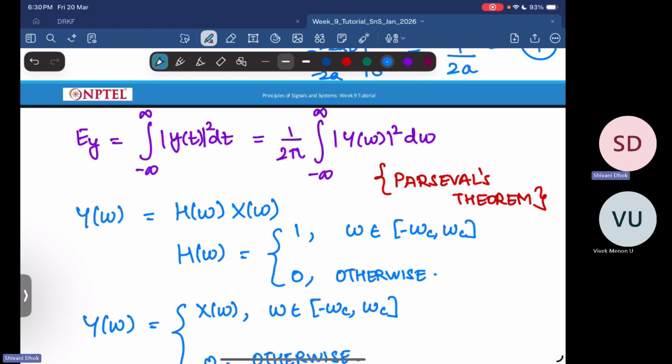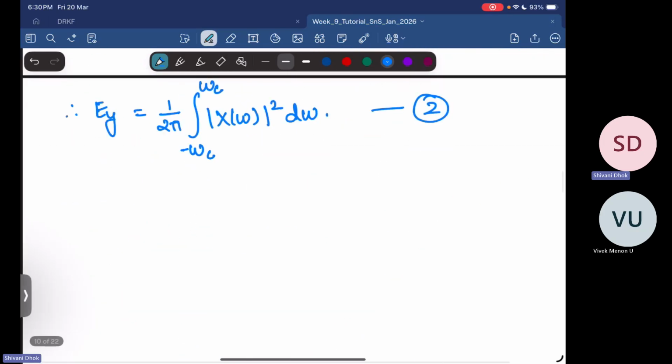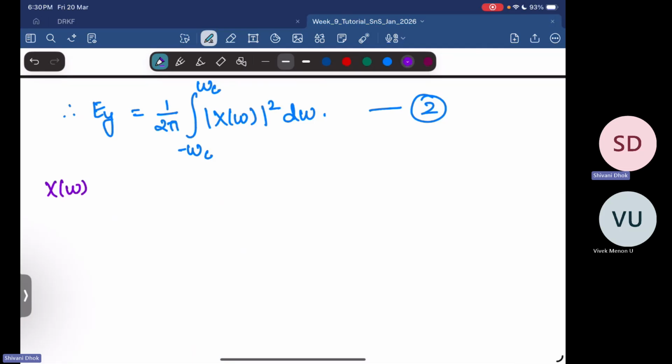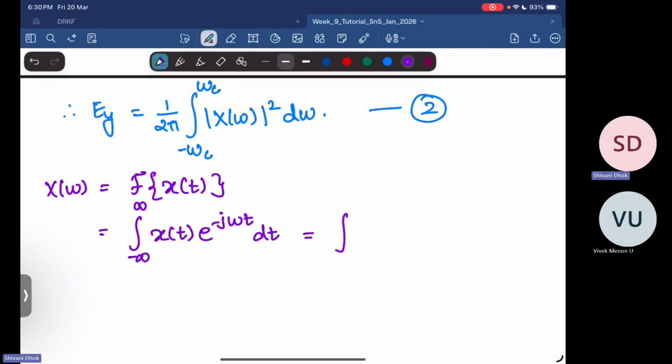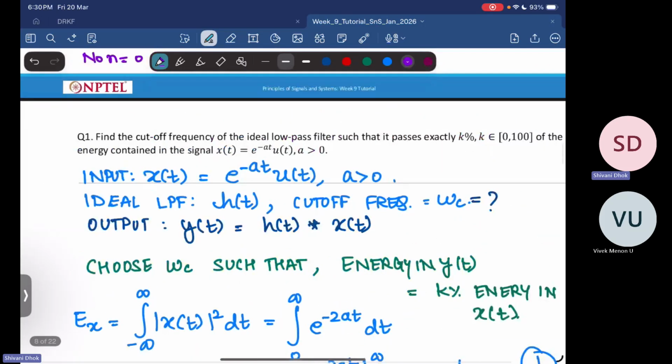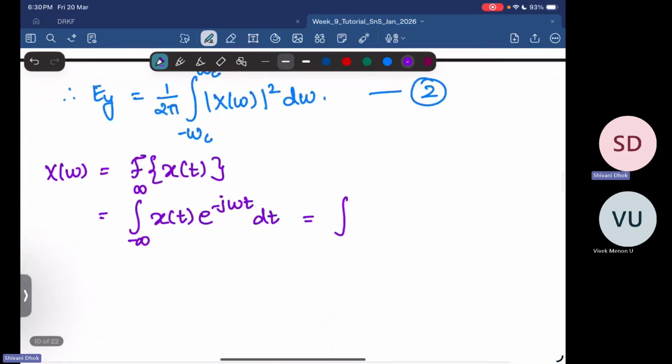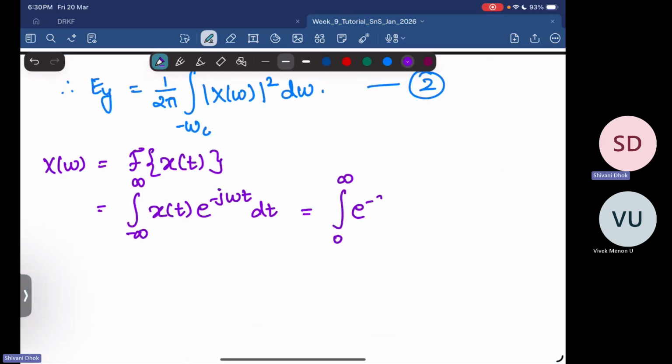But now what we need to do is first find out the Fourier transform X of omega. So your X of omega is the Fourier transform of your input signal x of t. So this is equal to the integral from minus infinity to infinity of x of t into e to the power minus j omega t dt. And your x of t is what? It is e to the power minus at u of t for a greater than 0. So it is the integral from 0 to infinity of e to the power minus at into e to the power minus j omega t dt.